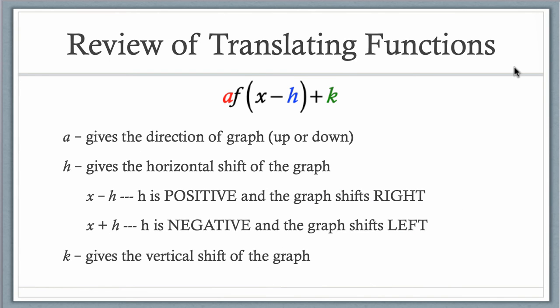Let's review what we talked about in this lesson. If I'm translating a function in general form, which is a times f of x minus h plus k, a is going to give me the direction of my graph, whether I'm upward facing or downward facing. h is going to give me the horizontal shift. So that means if I have x minus h in here, the h is positive and the graph is going to shift right. If I have x plus h, that means the h is negative and the graph is going to shift left. k is what's going to give me my vertical shift. So if I have a positive k, I'm going to shift up. If I have a negative k, I'm going to shift down.